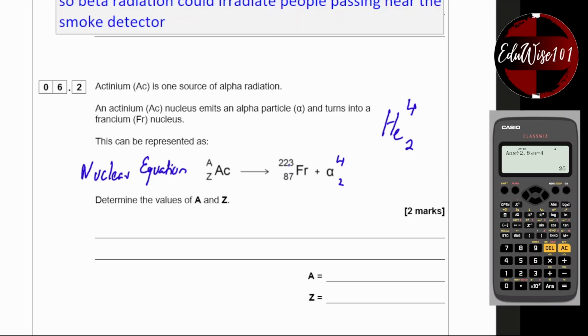So 223 plus 4 for A, 223 plus 4 should give you 227, and the proton number Z is 87 plus 2. That should give you 89.